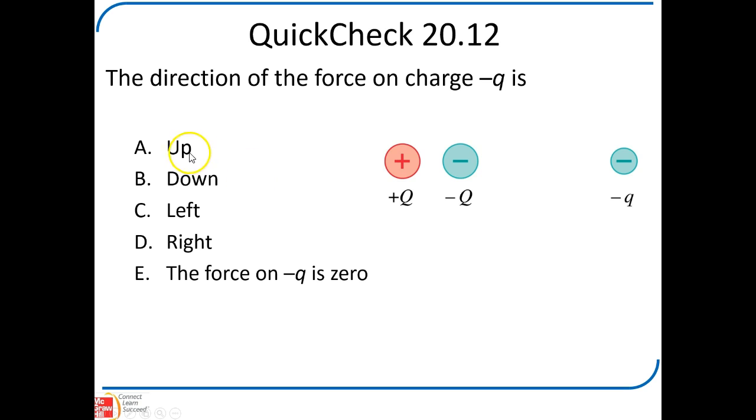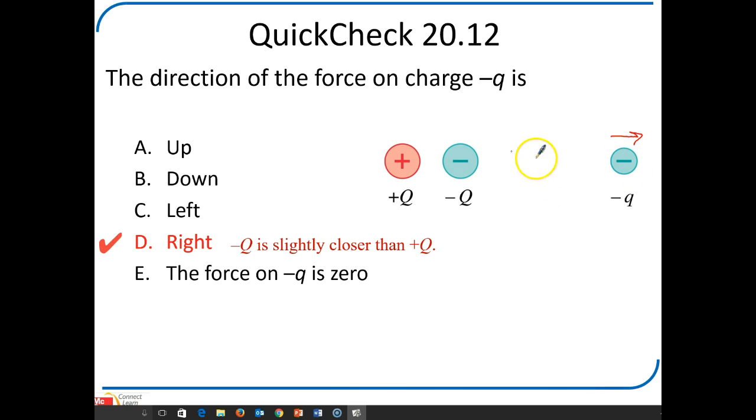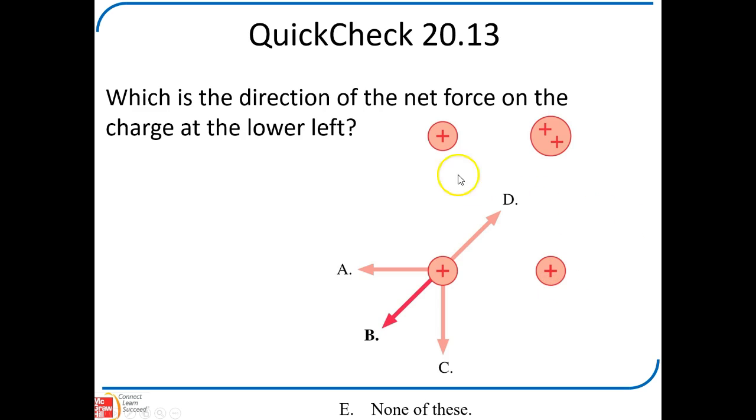20.12, it says the direction of the force on charge negative Q, this one over here, is either up, down, left, right, or the force on negative Q is 0. The answer for this one is it is to the right. Negative Q here is slightly closer to negative little q than positive Q is, and because of that, it will get pushed to the right slightly. Even though it's being attracted by this one, it's much further away, so this won't really matter much. It's just the proximity to that charge. And that is 20.12.